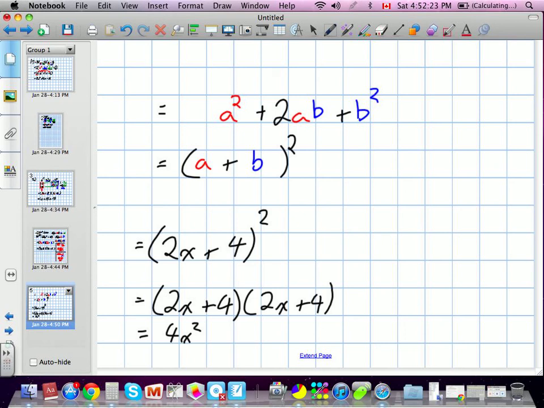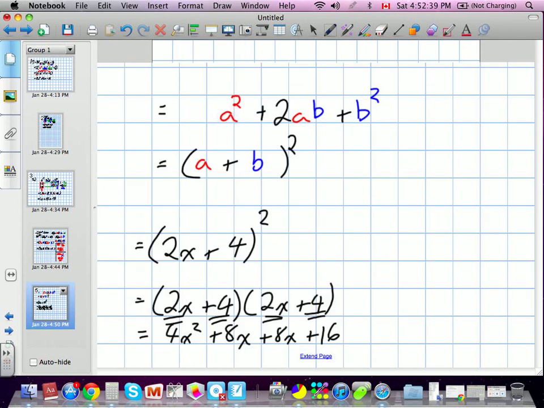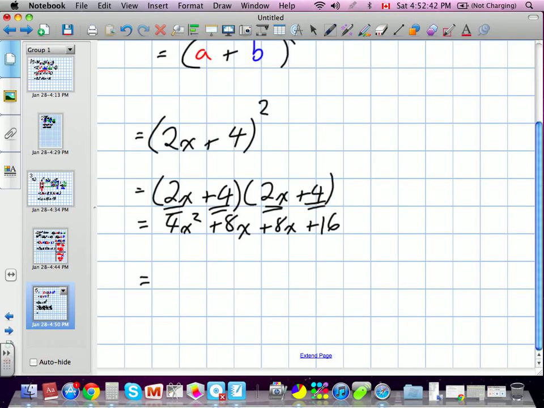So what we're talking about here, when we combine our like terms, is 4x squared plus 16x plus 16. This right here is a perfect square trinomial. Okay? Trinomial means there are 3 terms. And the reason it's a perfect square is because if I factor this, it ends up looking like this: two brackets that are the same.